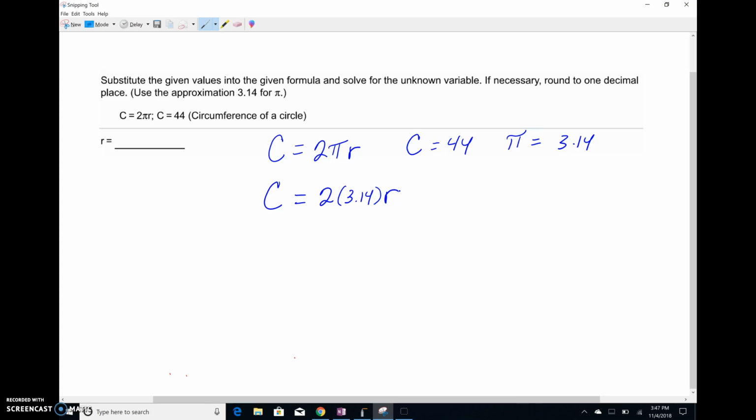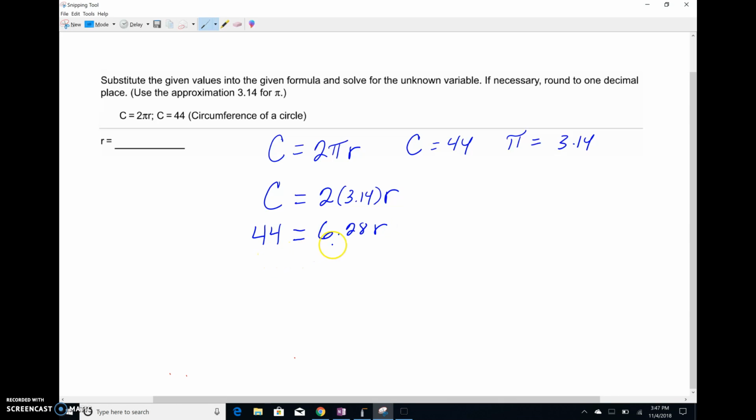If we look at the right side, we're going to have to find the product of 2 and 3.14. And we also have to substitute C for the value of 44. So I'm going to go ahead and do that first. We have 44 is equal to 6.28. That's the product of 2 times 3.14. And then we have times R.